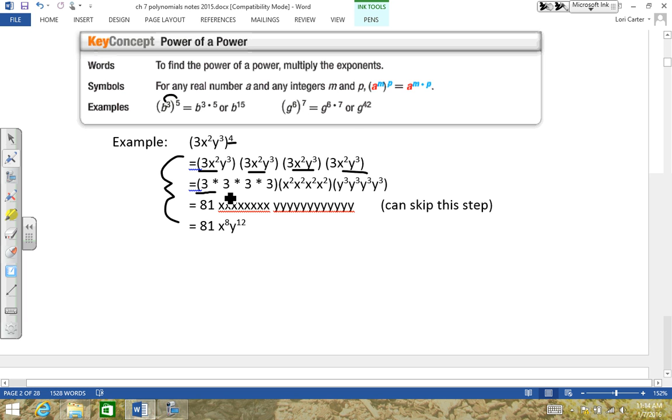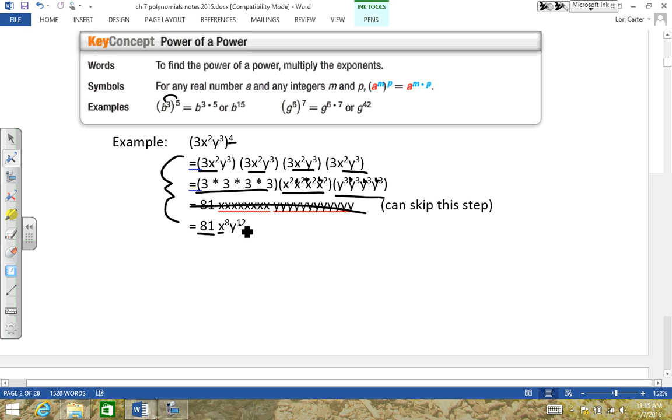So how many 3's do I have? 4. How many x squareds do I have? 4. How many y cubes do I have? 4. What do you do? 3 times 3 times 3 times 3, we don't need to do this, is 81. What do you do with all these 2's? You add them together. How many 2's do you have? 8. And then you add your 3's. Good? That's why it works.